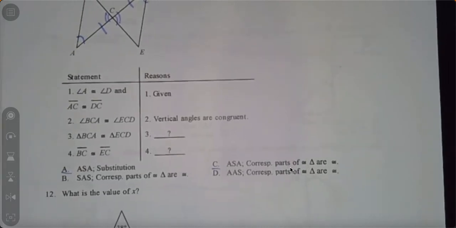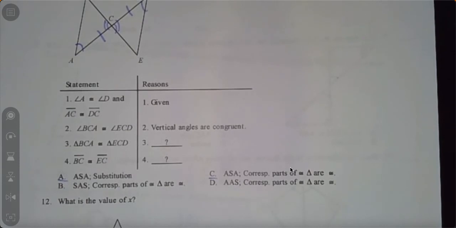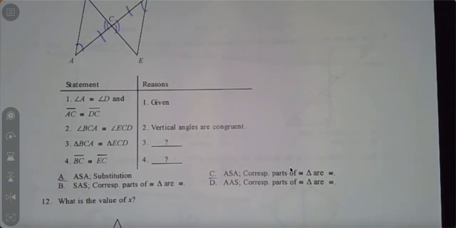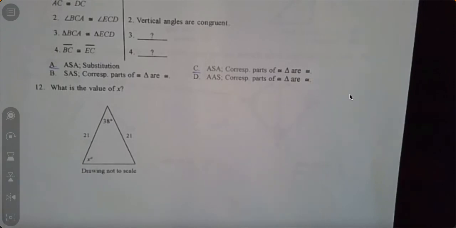Okay, it is C because, listen, once you prove triangles are congruent, then you know the pieces of the triangles that are congruent to each other. That's called corresponding parts of congruent triangles are congruent. Do we understand what those words are? Are y'all understanding what those words mean? They're corresponding and they're congruent.